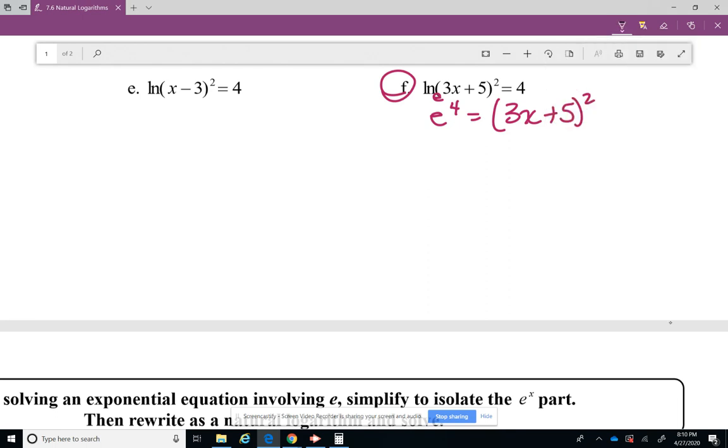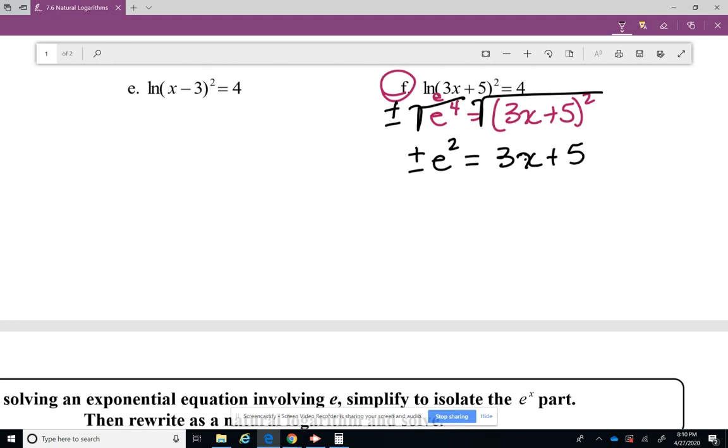When you see that squared, you know the opposite of that is doing the square root of both sides. This is going to be plus or minus. Hey, this is nice. The square root of e to the fourth, we know that's going to be plus or minus e squared, because we did that last time. And then the square root of (3x plus 5) squared is going to be 3x plus 5. So that ended up being pretty easy.